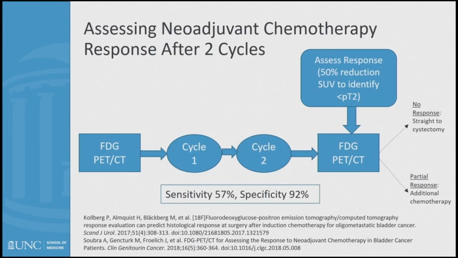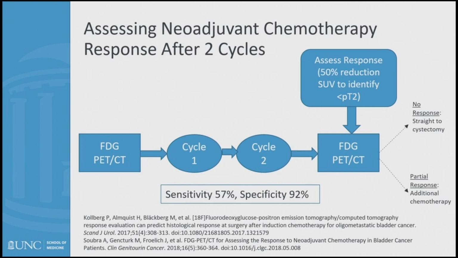Other groups have looked at assessing neoadjuvant chemotherapy response, and they've given this algorithm as a possible way we can adopt this in clinical practice. There's one group that has given 2 cycles of chemotherapy, and then they get patients an FDG PET, and essentially what they're looking at is a 50% reduction in their standard uptake value to see if these patients have been downstaged to less than T2.